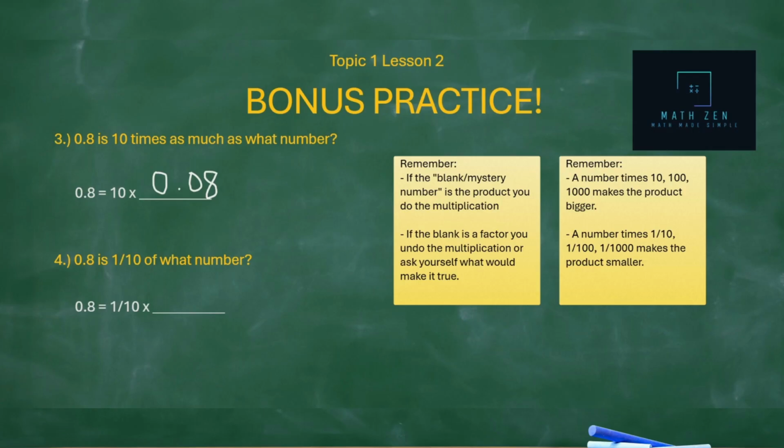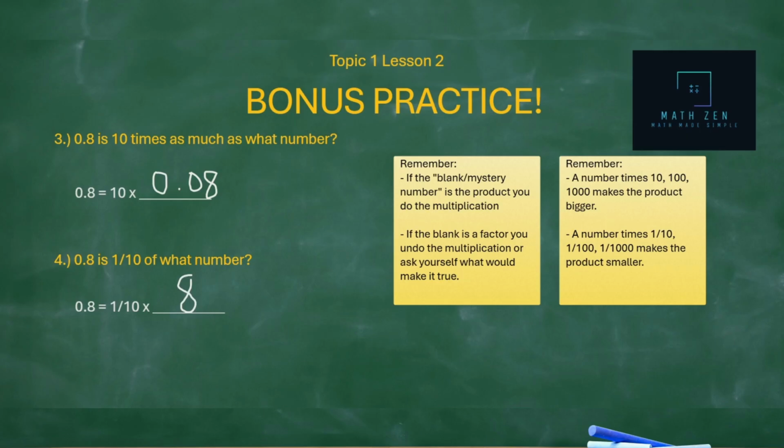Now, moving on to number 4, same type of question. Again, we're going to use this part of our post-it right here. It says 8/10ths is 1/10 of what number? Again, I'm thinking to myself, what number could I plug in here that will make this statement true? And in this case, the only thing that would make that statement true is the number 8.